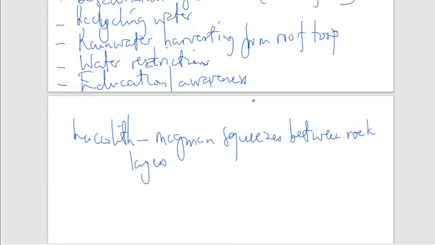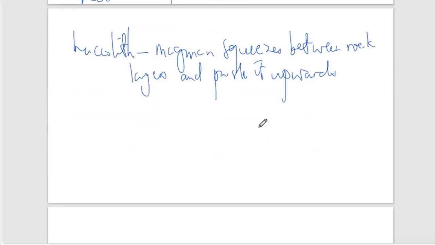And what is going to happen? It pushes the rock upwards. That's how a laccolith forms. It forms as a result of magma squeezing between rock layers, and it manages to force the upper rock upwards, creating a mushroom shape. And what about the bigger one, which is the batholith?